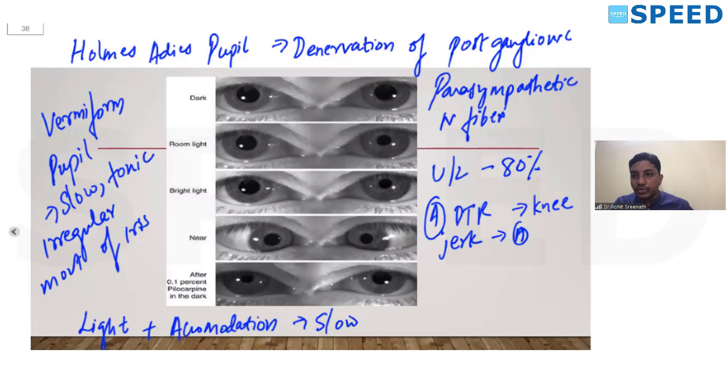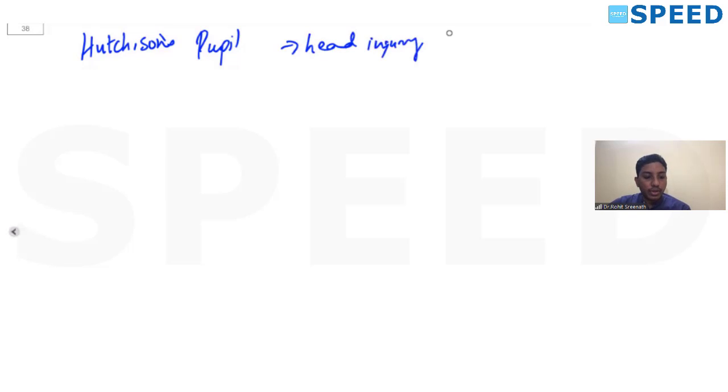Okay. So next we will discuss a few points about the Hutchison pupil. So what is Hutchison pupil? Following trauma, following head injury, it can also occur following any cerebral hemorrhage or any cerebral abscess.